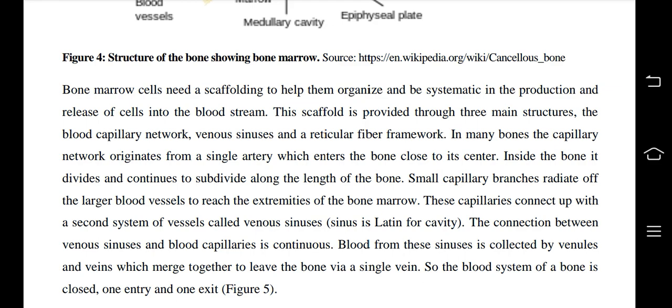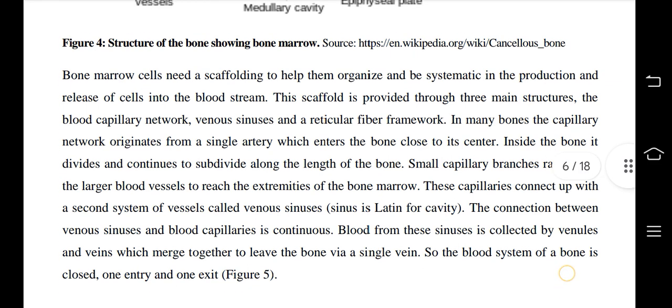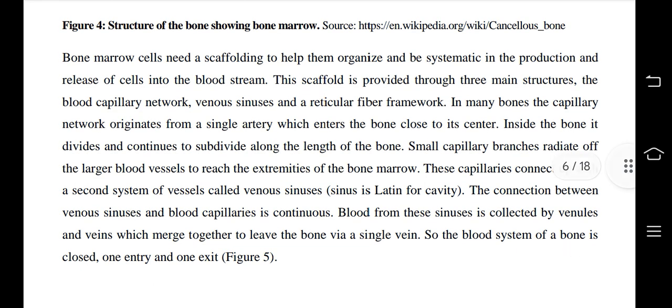In many bones, the capillary network originates from a single artery which enters the bone close to its center. Inside the bone, it divides and continues to subdivide along the length of the bone. Small capillary branches radiate off the larger blood vessels to reach the extremities of the bone marrow.